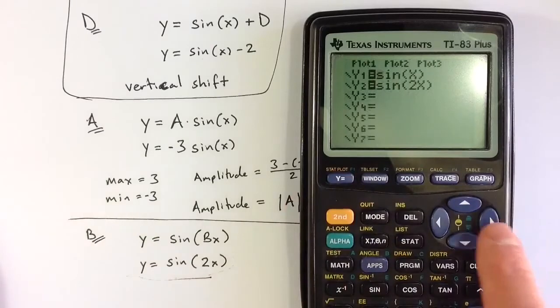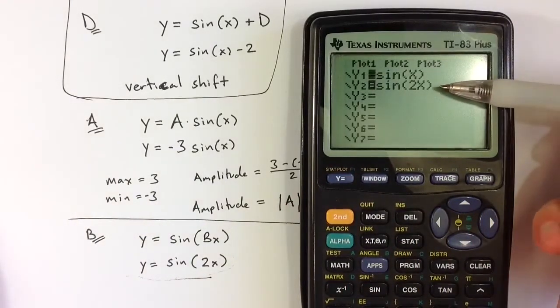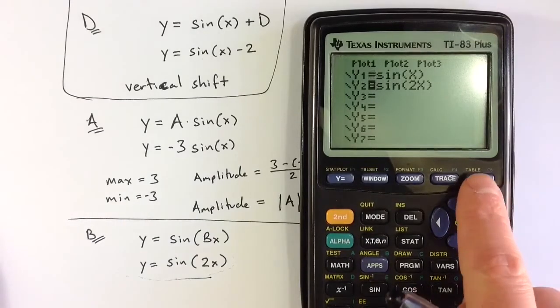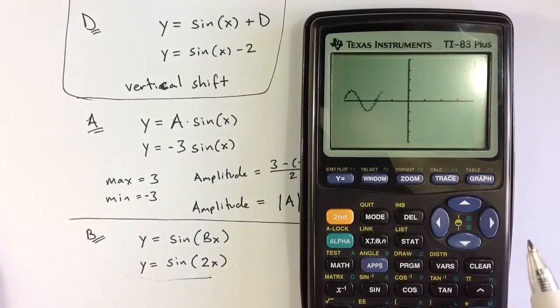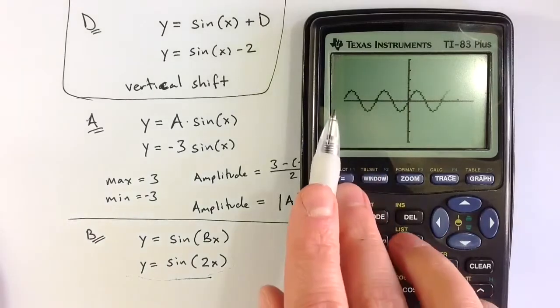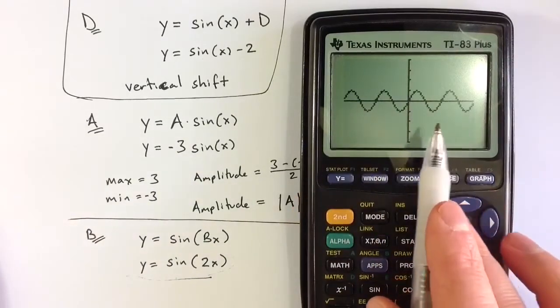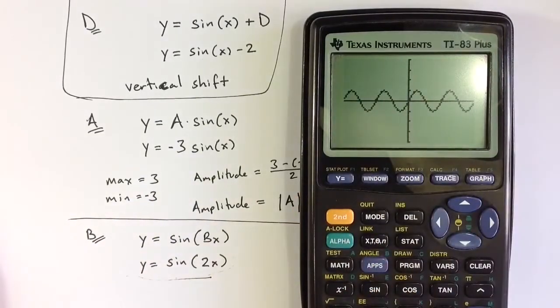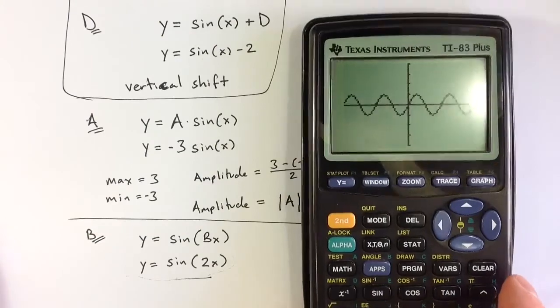It might be helpful to just look at the graph of the sine of 2x function. So let me turn off sine of x. And if we look at just the graph of sine of 2x, we see that from -2 pi to 2 pi, we actually go through 4 cycles instead of just 2. That means that this sort of transformation affects the period of the graph.